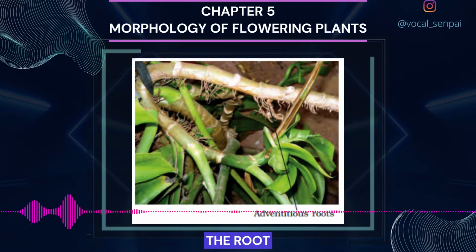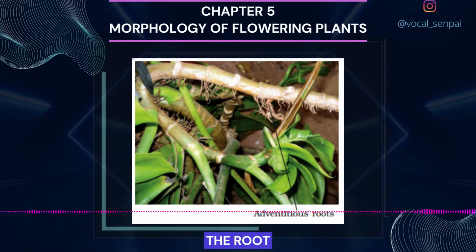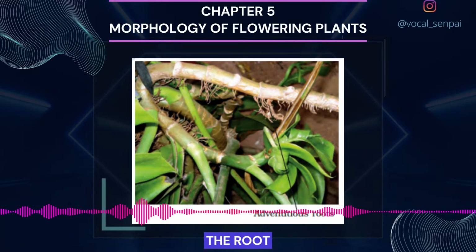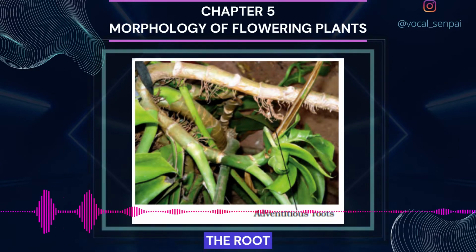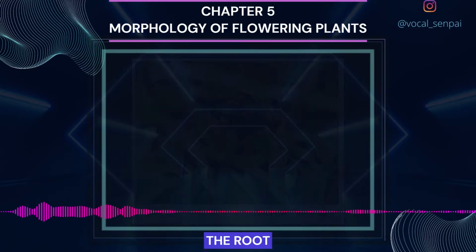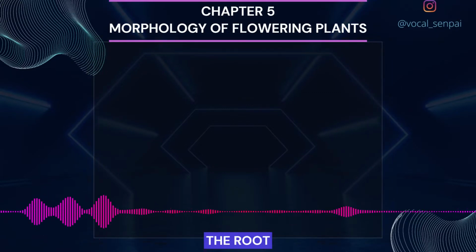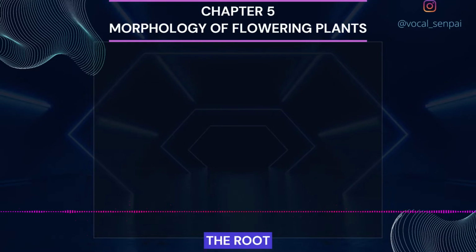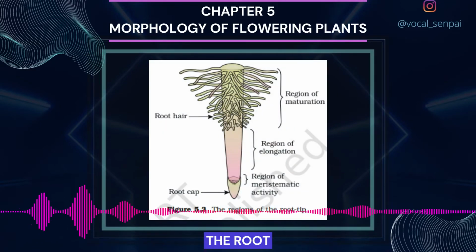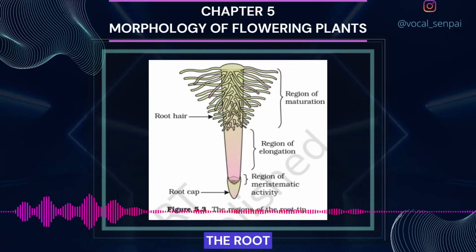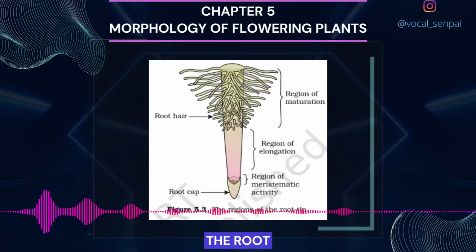The main functions of the root system are absorption of water and minerals from the soil, providing a proper anchorage to the plant parts, storing reserve food material and synthesis of plant growth regulators. Regions of the root. The root is covered at the apex by a thimble-like structure called the root cap, figure 5.3. It protects the tender apex of the root as it makes its way through the soil.